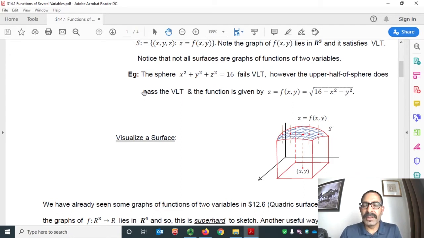Quick example: the sphere fails the vertical line test. However, the upper half of the sphere does pass the vertical line test, and the function is given by z equals the square root of 16 minus x squared minus y squared, as well as the lower half of the sphere. Then I need to put a minus sign there. I hope this makes sense to you all.